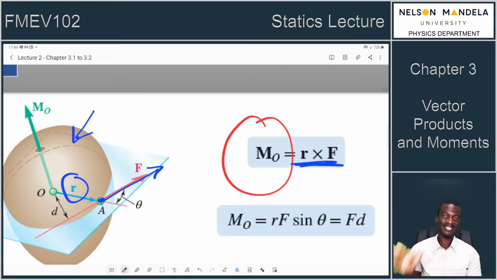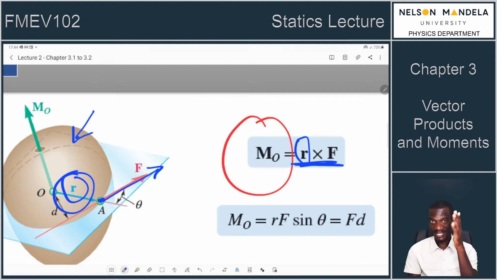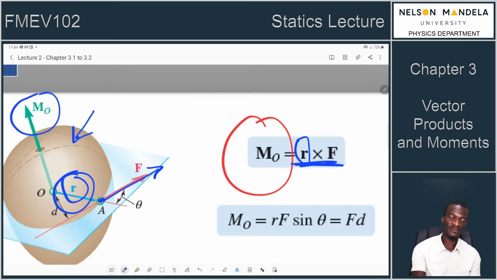So in other words, we can now apply our rule. The first vector in this calculation is the position. That's our R, and then the intention is to turn the R towards the force. And you actually learn that the direction in which you want to turn the R towards the orientation or the direction of the force becomes the sense of rotation of the moment.